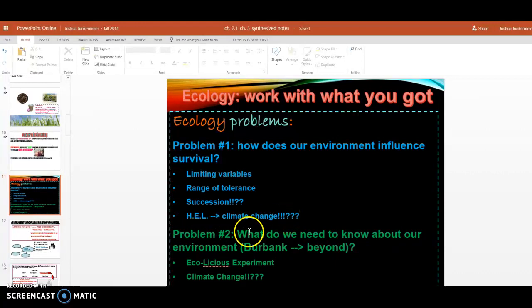And let's not forget we have problem number 2. What do we need to know about our environment, Burbank and beyond? And our Ecolicious experiment is helping with that, as well as we're going to look at climate change and what we need to know about our environment locally, or California, or the planet. What do we need to know about climate change, all right? So let's keep moving forward.